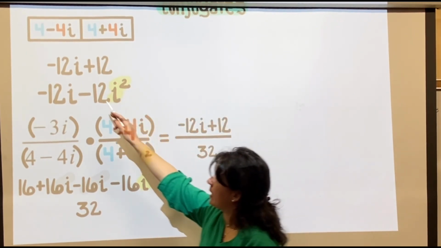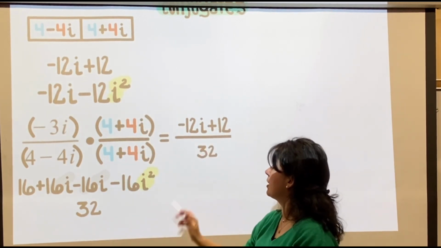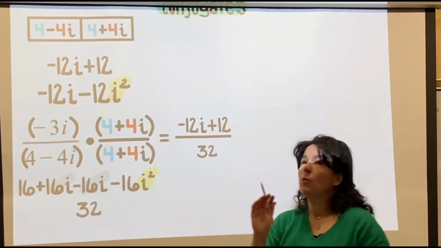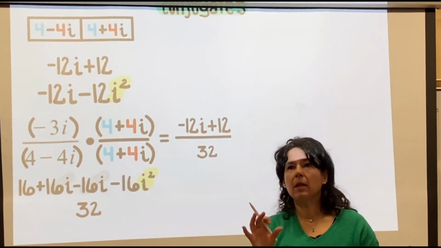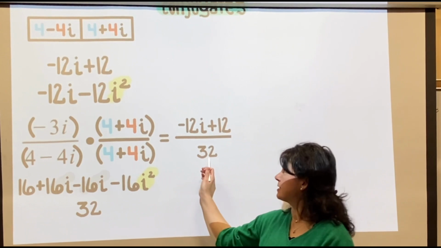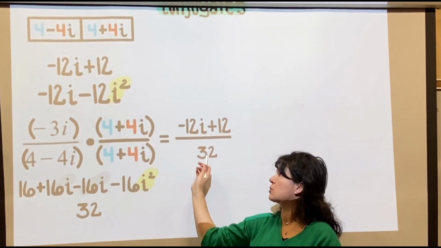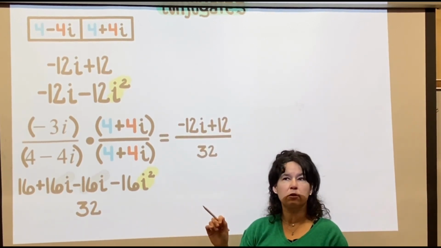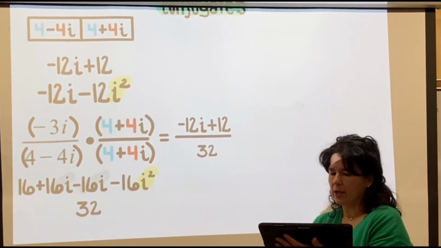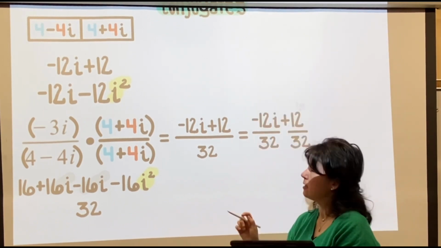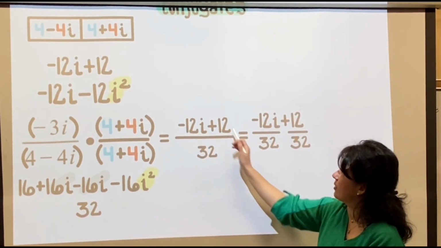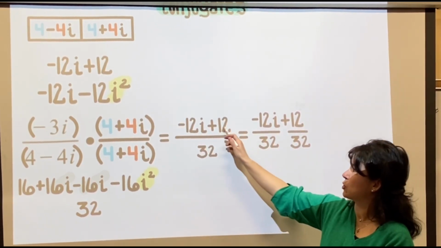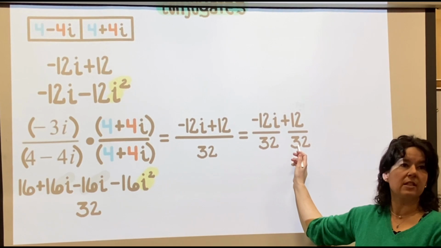Okay, then I'm going to go ahead and rewrite what we have. So in the numerator right now we have negative 12i plus 12, and in the denominator we have 32. We need this to look like a plus bi. This denominator 32 belongs with each one of these, like we're undoing adding fractions. So if I put the 32 with each one of these, I have negative 12i over 32 plus 12 over 32.